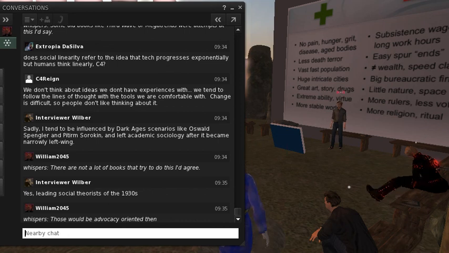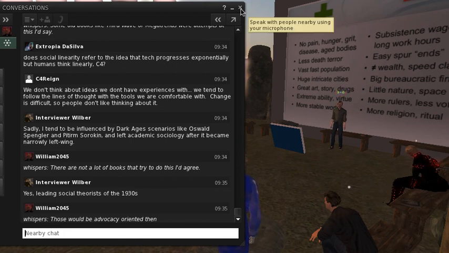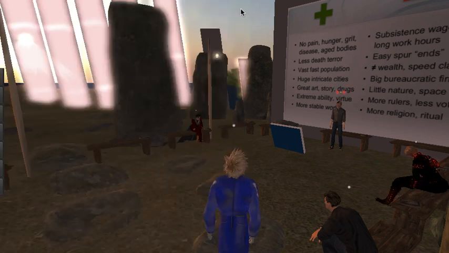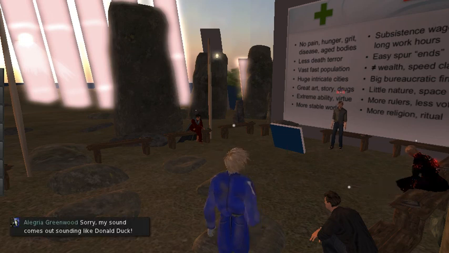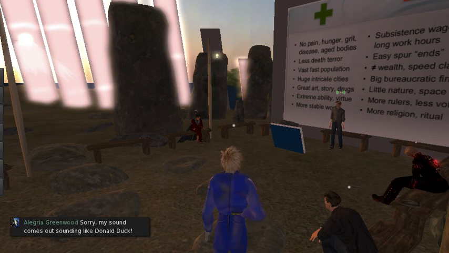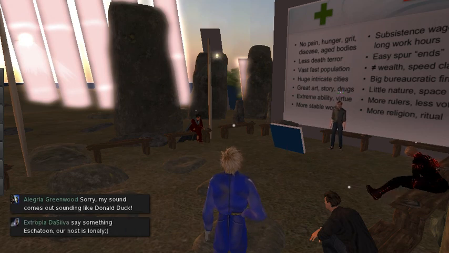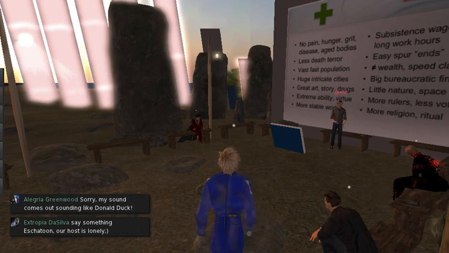William 2045 says there are lots of advocacy-oriented books. This is somewhat interesting to notice: most of social science doesn't focus on advocacy, although some does. But in futurism, it seems like most of the focus is on advocacy. So why do we have so much more focus on advocacy relative to analysis in futurism than we do in the rest of social science?